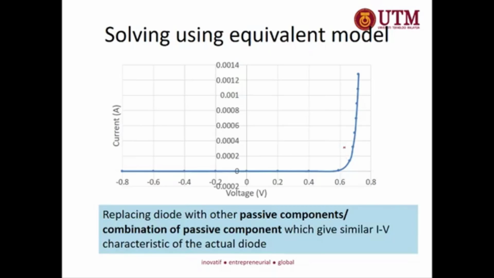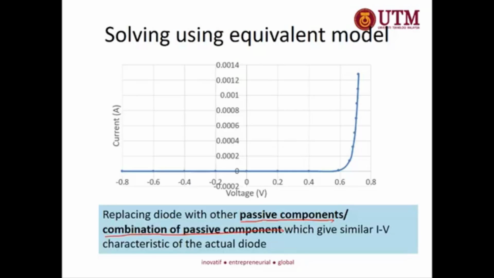Okay, in this last part, we will discuss how we can solve the DC analysis of a diode circuit using an equivalent model. So, what is the equivalent model? An equivalent model is where we replace the diode with a passive component or a combination of passive components. And when we replace it, we make the DC analysis simpler.